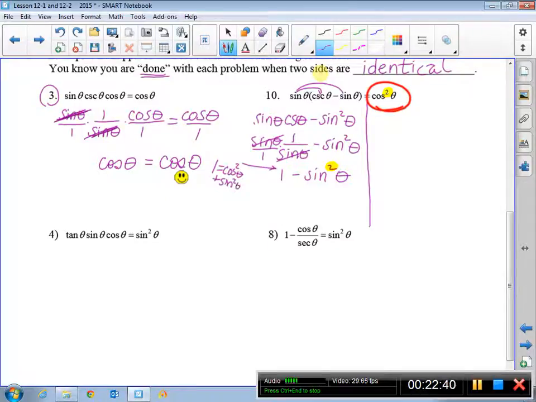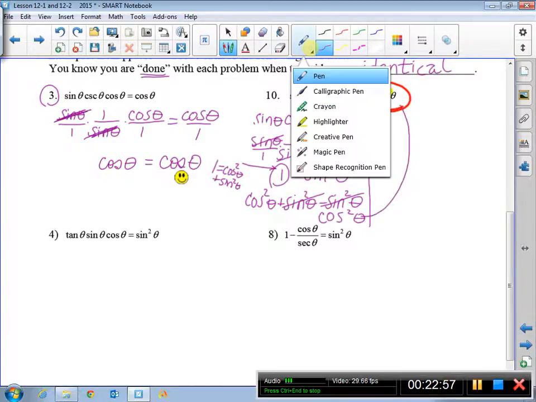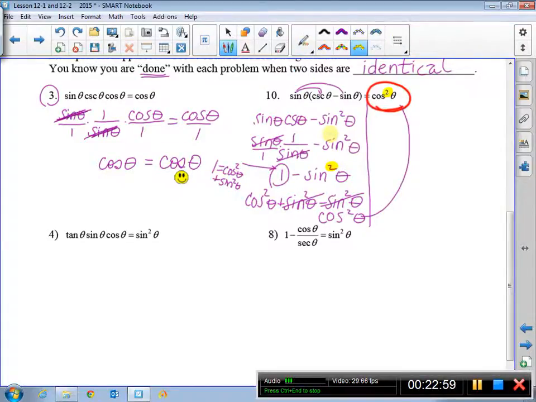So I'm going to replace the 1 with cosine squared theta plus sine squared theta. I'm subtracting sine squared theta. So those are out, and we're left with cosine squared theta. And we've got a match. And find the smiley. Happy. They match. We are done.